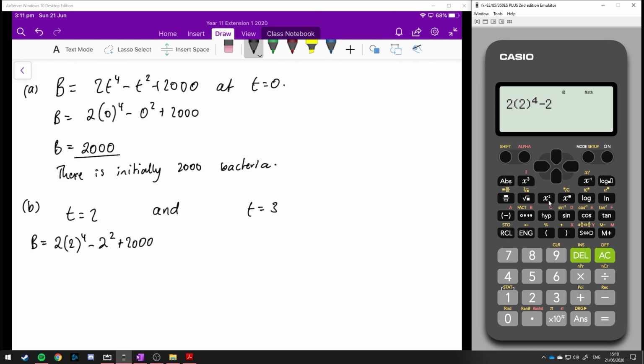Minus 2 squared plus 2000. Okay, and so we get 2028. So it's not growing at an amazing rate, but we will have a look and see after the third hour how much it does in that one.